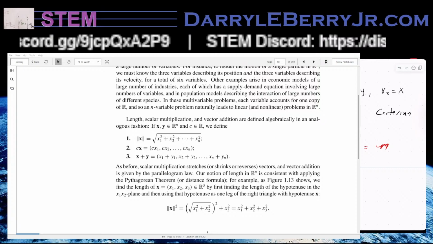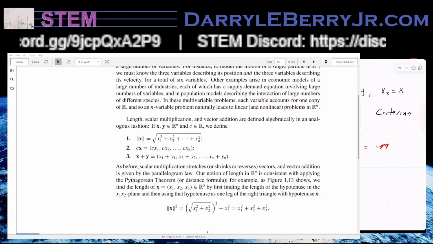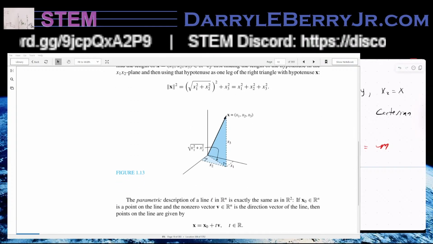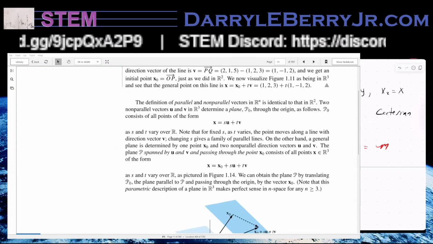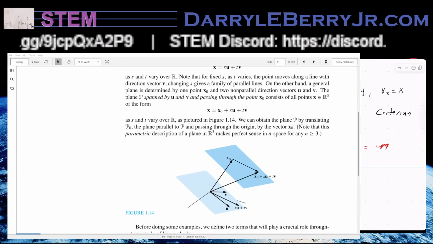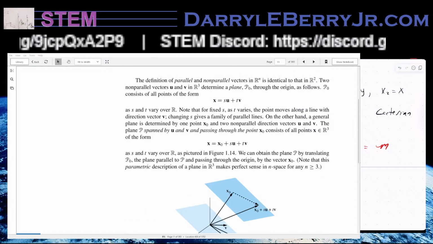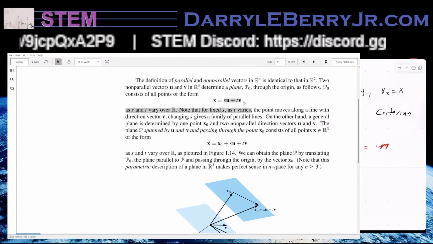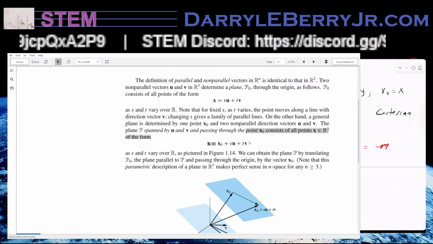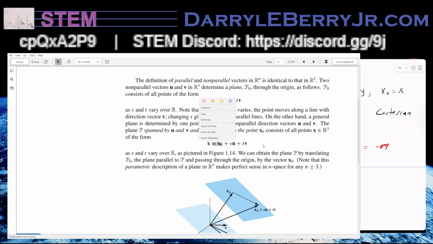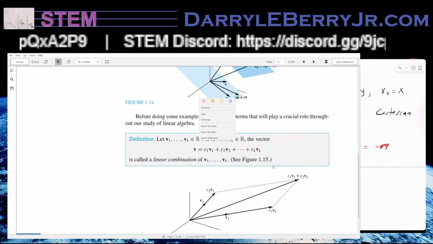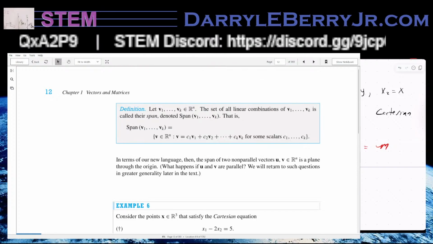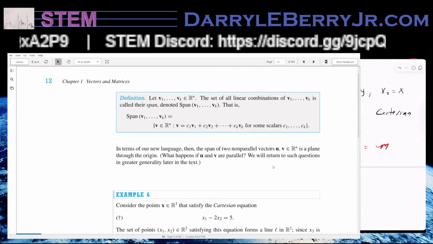Right? Length, scalar multiplication, sum, got that. It is doing it in greater dimensions. We covered how a plane is two vectors. Sometimes at a point, if it starts at a point, then we know it's shifted from the origin. It's non-homogeneous or heterogeneous.